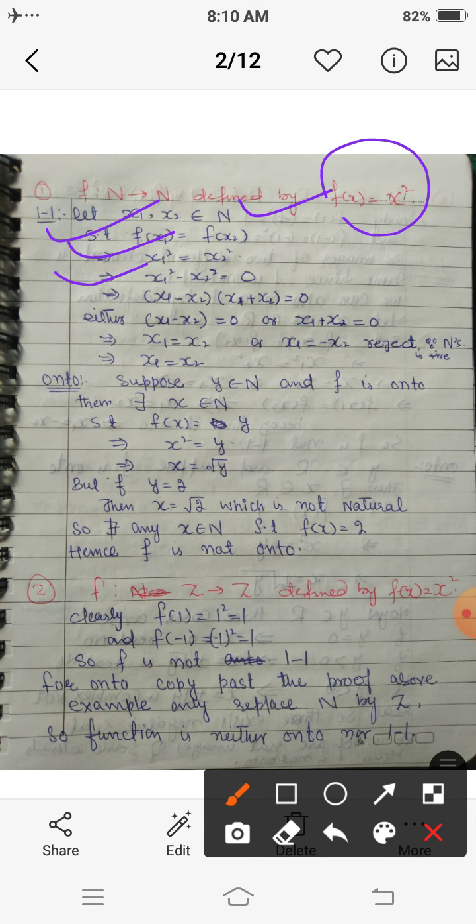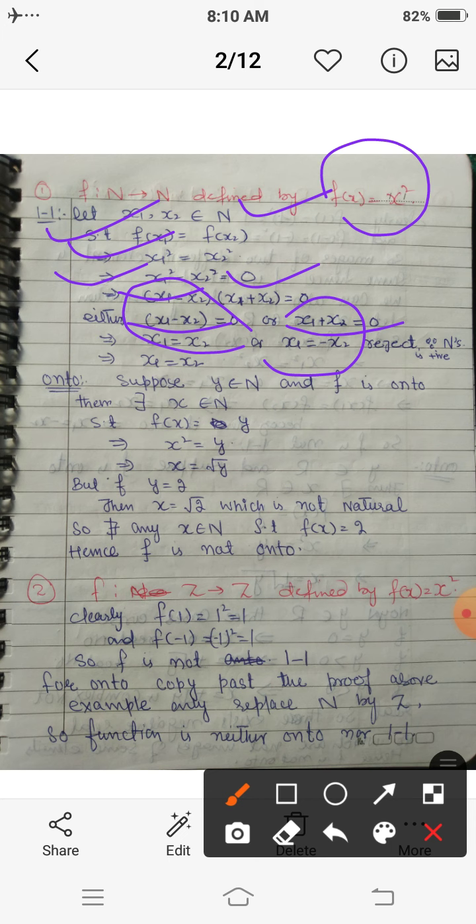Now (x1 minus x2) into (x1 plus x2) equals 0, because a square minus b square is (a minus b) into (a plus b). Here we have two numbers, x1 minus x2 and x1 plus x2. Their product is 0. This means that either x1 minus x2 is 0 or x1 plus x2 equals 0. From the first, x1 equals x2, or x1 equals minus x2 from the second. So we have here two conditions, x1 equals x2 and x1 equals minus x2.